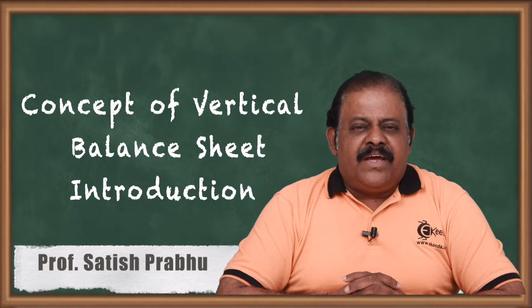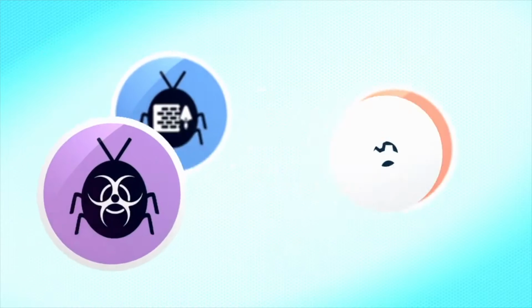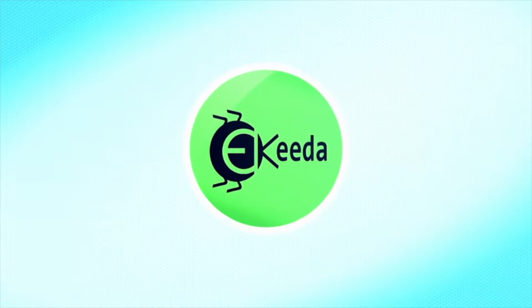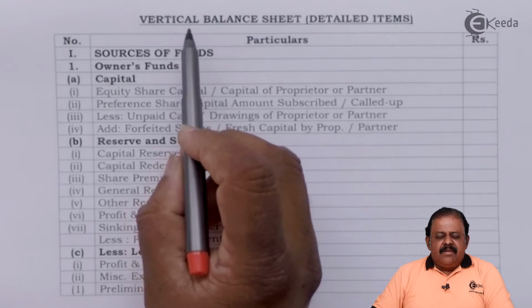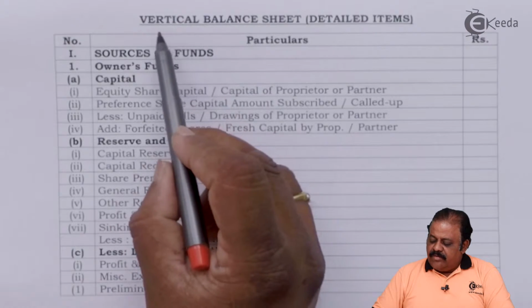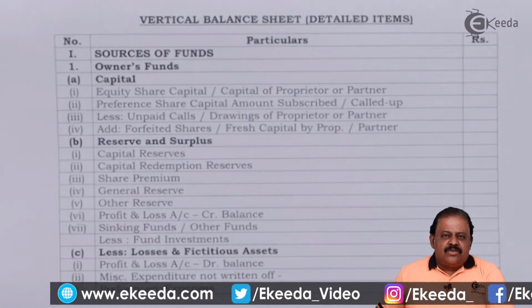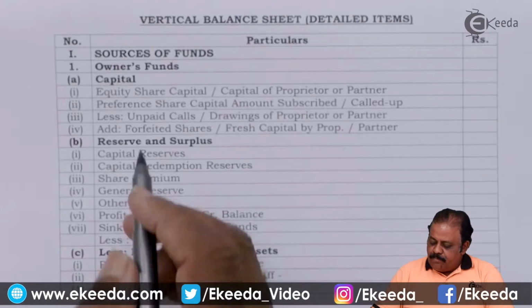How to prepare this unique vertical format, how to arrange the items, how to group the items, that we are required to understand first. Let us look at the vertical balance sheet. The heading will be the same as that of the horizontal balance sheet. We are required to give the heading vertical balance sheet as on, for example, 31st March 2019.